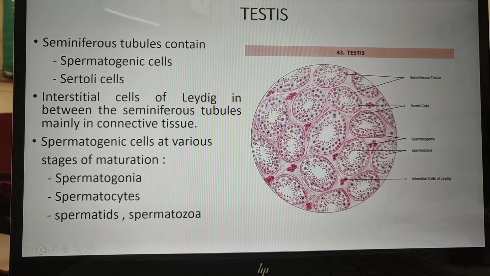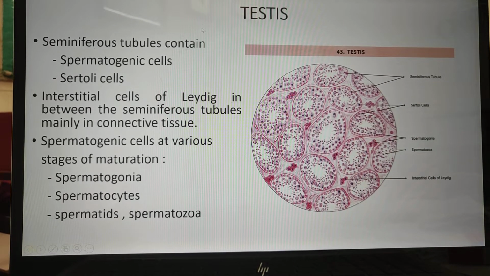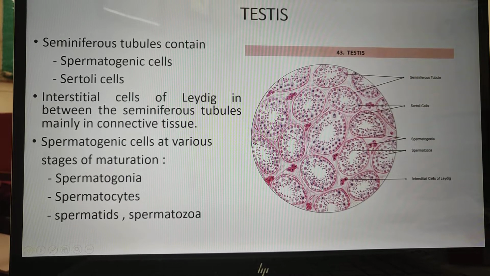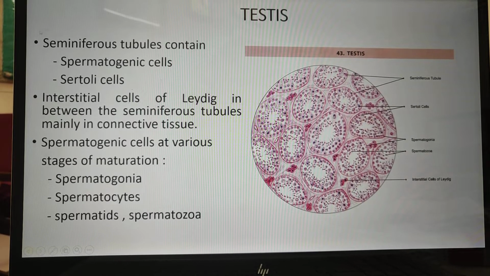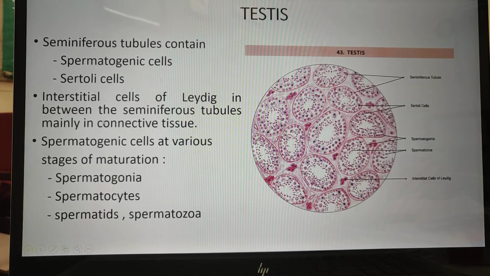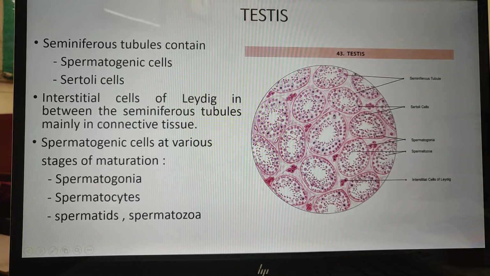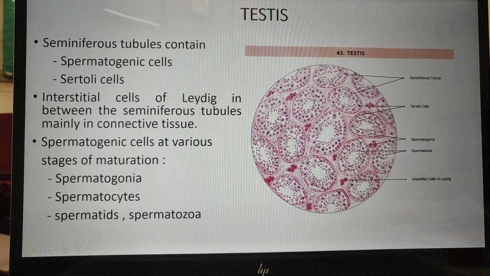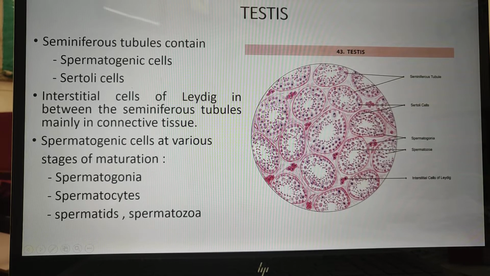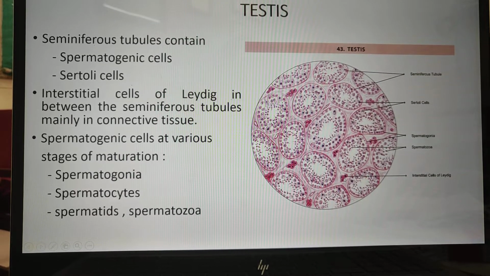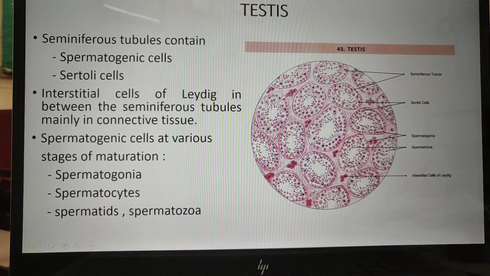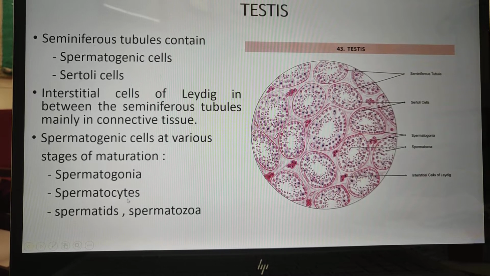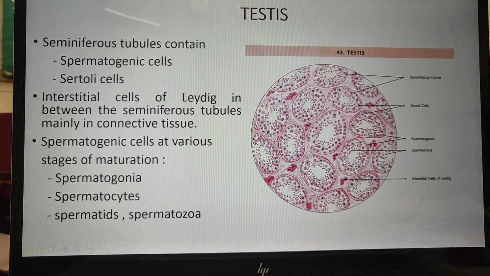The testis, which contains the seminiferous tubules. Inside the seminiferous tubules there are spermatogenic and Sertoli cells, and interstitial cells of Leydig in between the seminiferous tubules, which are formed by the connective tissue. This is the darkly stained. These are the interstitial cells, which lie inside the connective tissue around the seminiferous tubules. Spermatogenic cells at various stages of maturation are inside the seminiferous tubules: the spermatogonia, spermatocytes, spermatid, and spermatozoa.